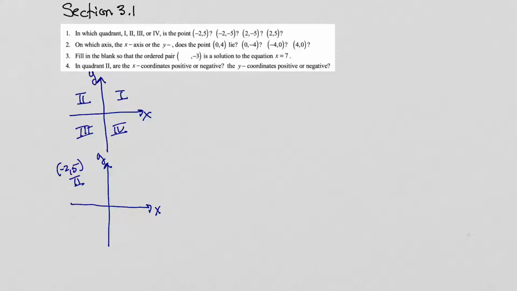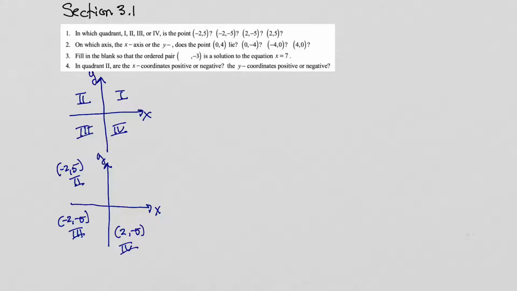And then this point here, -2, -5. So -2, -5 is to the left 2, down 5. That's our quadrant 3. And then this point here, 2 and -5, right? +2, down 5. So this point here is to the right 2, down 5. And that's our quadrant 4.